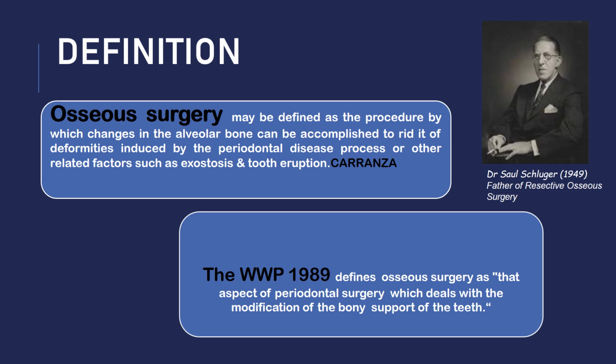Dr. Schluger in 1949 is known to be the father of resective osseous surgery. In the World Workshop of Periodontology in 1989, osseous surgery was defined as the aspect of periodontal surgery which deals with the modification of the bony support of the teeth, mainly pocket elimination. We studied all the periodontal surgeries to remove the pocket. Actually, total pocket elimination can be maintained only with the removal of the bony content of the pocket. So this is basically reshaping the bone to a physiological form.